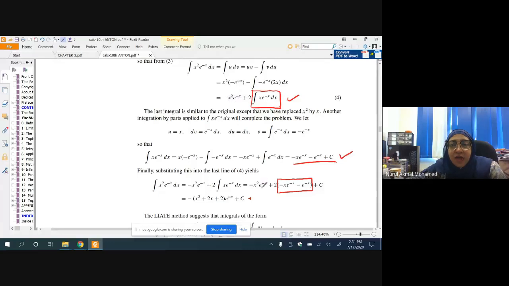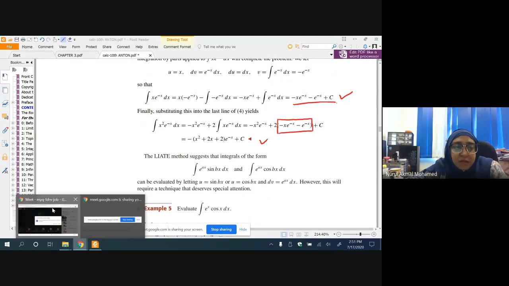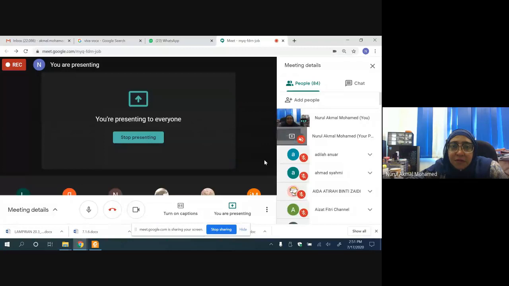Negative x squared e to the power of negative x plus 2. And then this one here is replaced for this integral. So simplifying gives us this answer. Okay, any questions? Anyone?